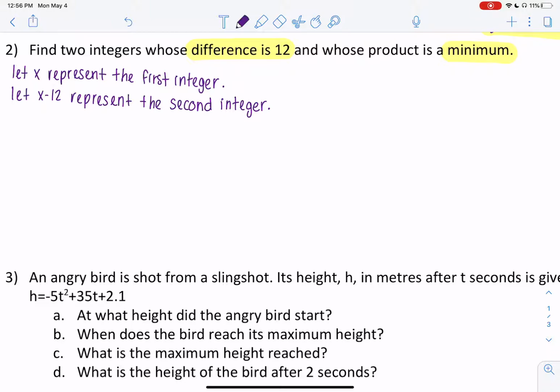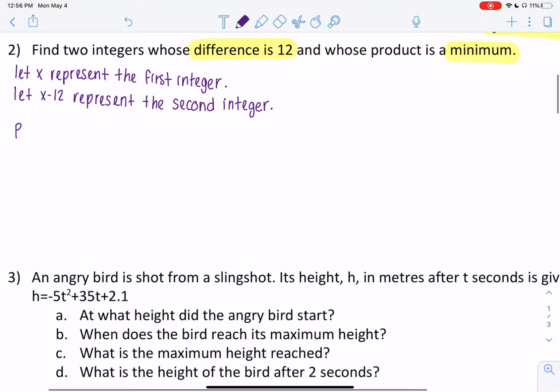So now that I have my let statements all set up, I now want to think about what I'm looking for. I'm trying to find the numbers whose product is a minimum, and product refers to multiplication. So the product of these two is equal to my first integer multiplied by my second integer. And now what I'm going to do is just distribute in that x. And now I'm looking for a minimum.